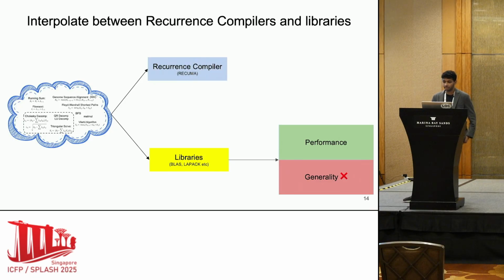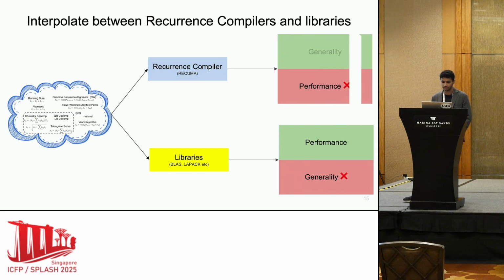Alternatively, if we want generality, we could use a recurrence compiler. The user would just input the equations, we would compile them to C code or something, and that'll give us some nice generality, and in, say, sparse cases, we'll get handwritten performance. But for something really dense and tiled, we're just not going to be able to beat the handwritten assembly that's been written over 50 years.